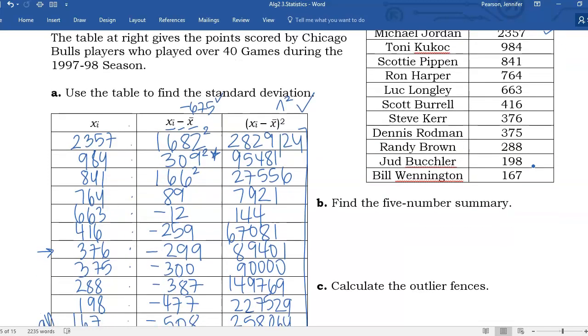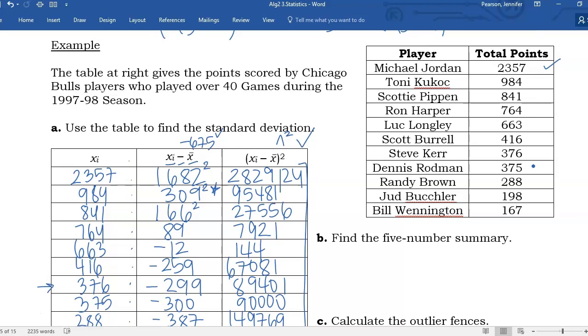Okay, I'm going to go on to letter B, find the 5-number summary. The numbers I can see here are already in order. So I have my maximum and my minimum. And with 11 numbers, that means the 6th value will be the median. And if this is my middle point, I have 5 numbers on the bottom. So the 3rd number, and you can cross off if that helps to find the middle, will be my lower quartile. Cross off, cross off. That means 841 will be my upper quartile.